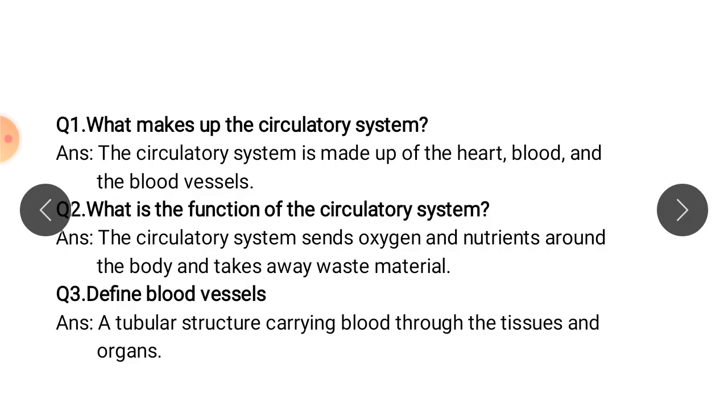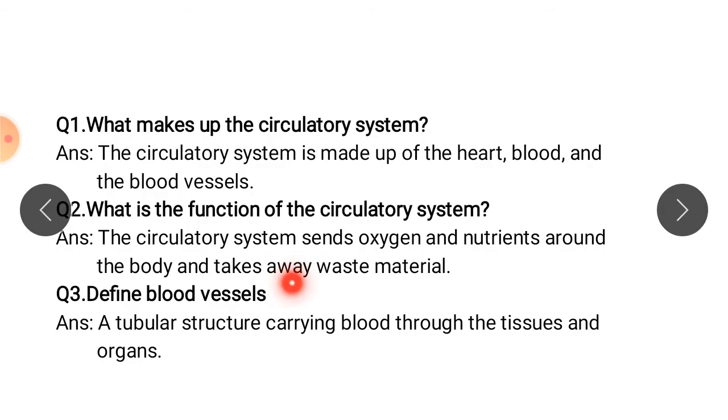Question number 1: what makes up the circulatory system? The circulatory system is made up of the heart, blood, and the blood vessels. Question number 2: what is the function of the circulatory system? The circulatory system sends oxygen and nutrients around the body and takes away waste material.